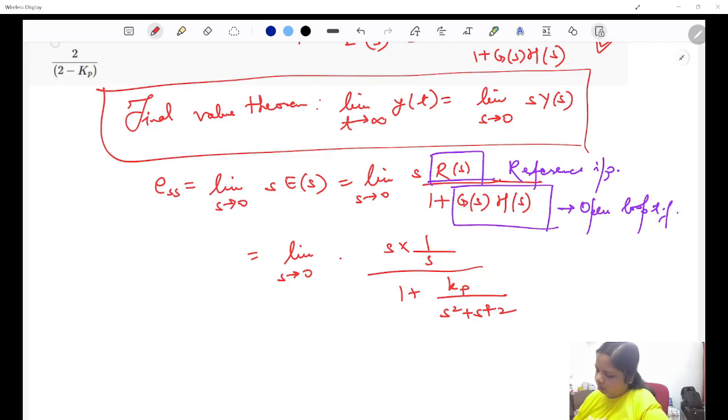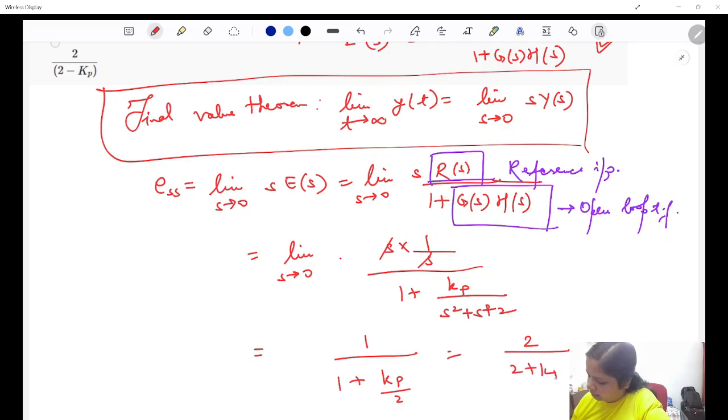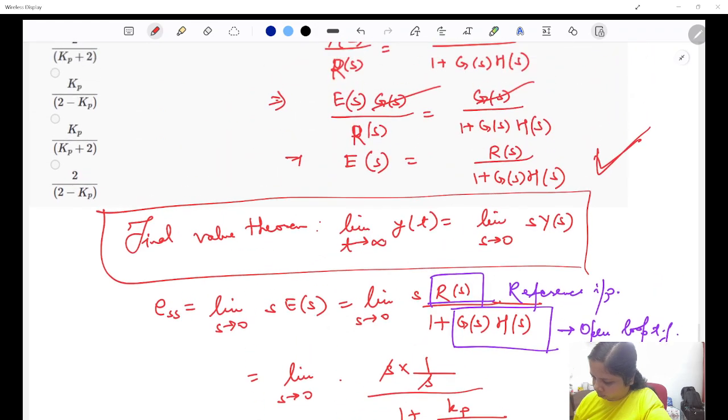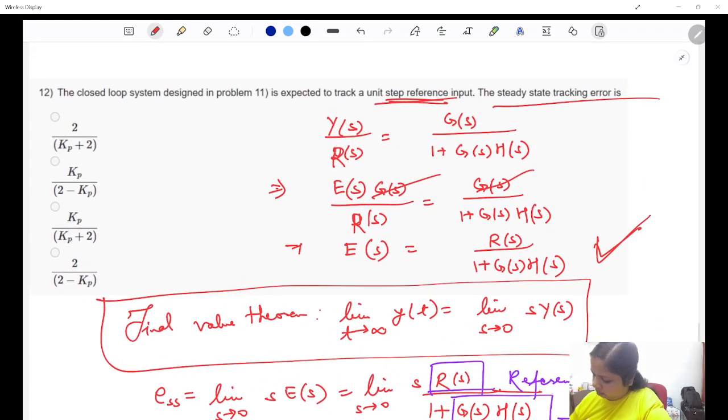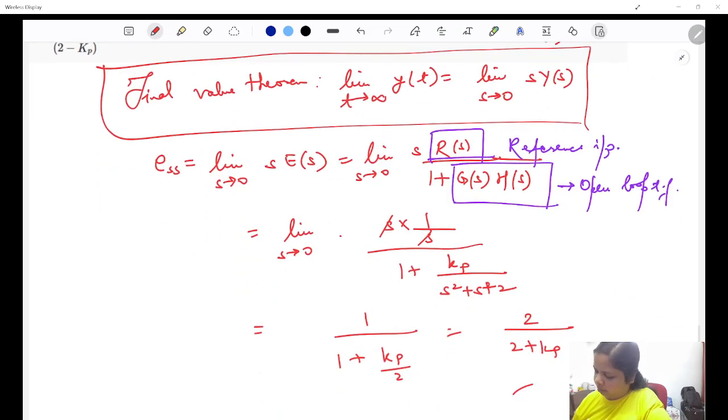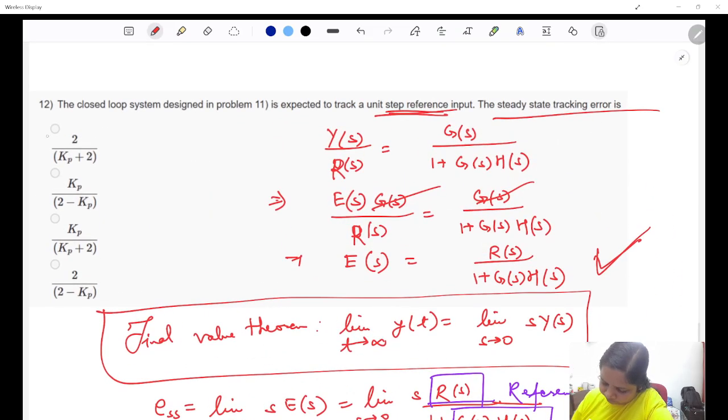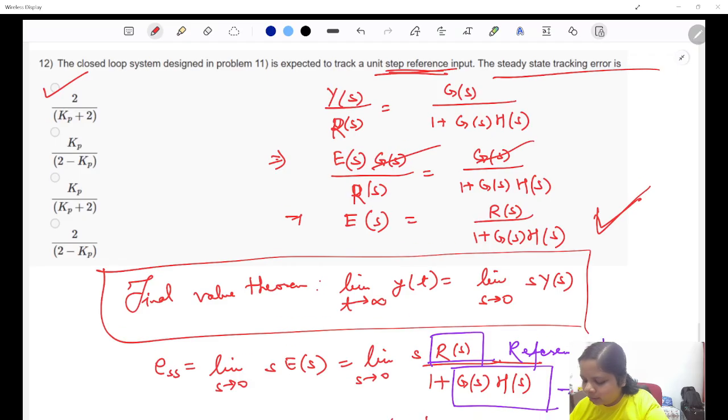So from here, these two terms cancel out. So what remains? 1 upon 1 plus Kp by 2, right? So it's 2 upon 2 plus Kp. So this is your steady state error. The steady state tracking error is what? This is your steady state tracking error, 2 upon 2 plus Kp. Right? Any confusion here?